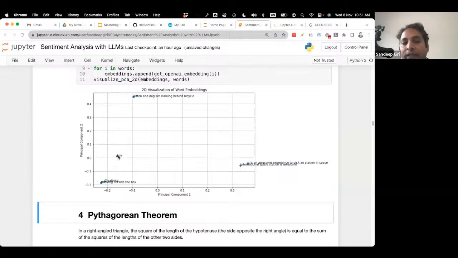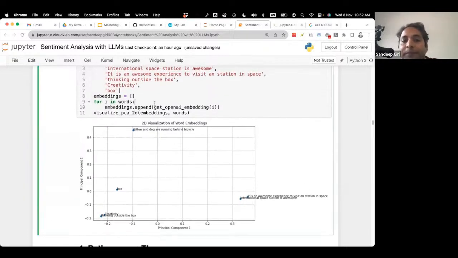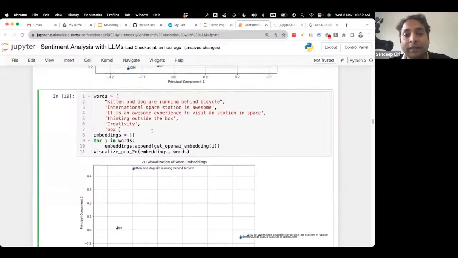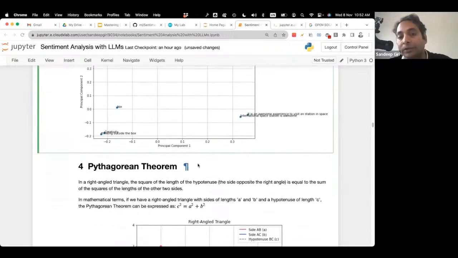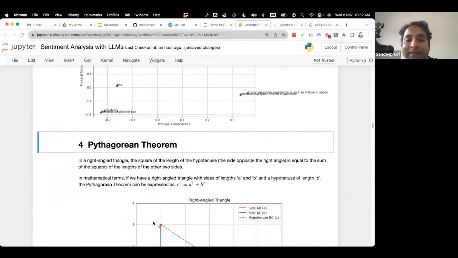Okay. If it was just doing the word count, it'll say, oh, this is here. And International Space Station are awesome, and it is an awesome experience to visit a station space. It's very close by, right? And so on. So I think the LLMs or the embeddings actually represent the meaning of the sentence. Okay. And you should do more experiments with this notebook. Okay. So in your free time, you must explore it.